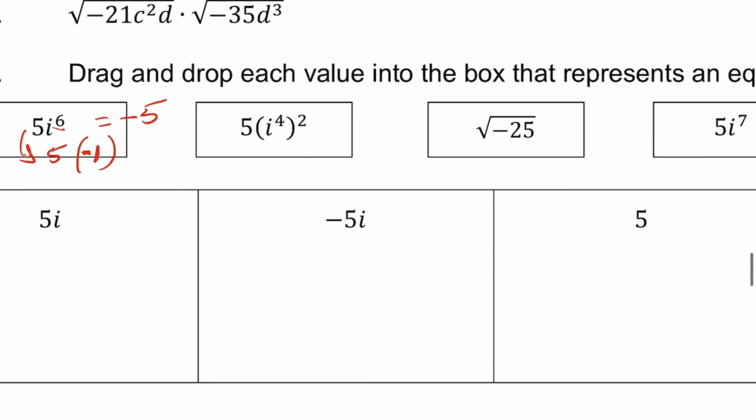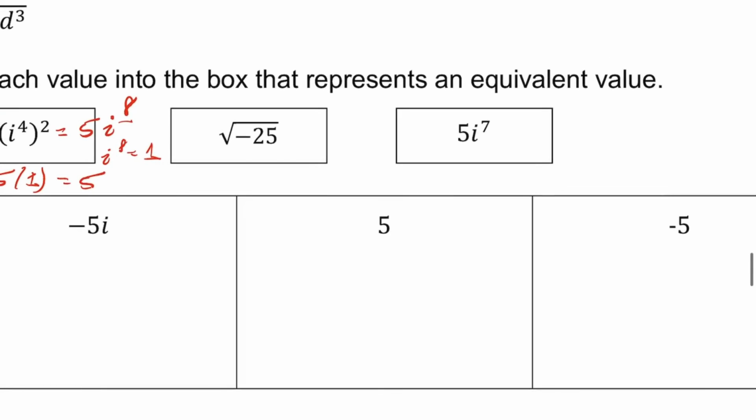Then moving over here, we have 5 times i to the 4th raised to the 2nd. So this can be written as 5i to the 8th. And since 8 is a factor of 4, then we know that this i to the 8th simplifies to 1. So this will be 5 times 1, which is a 5.